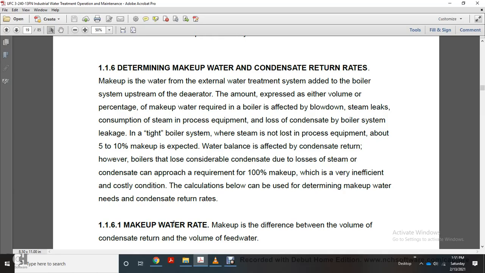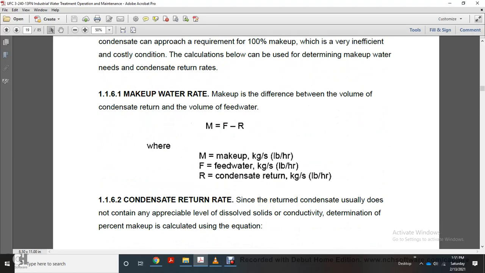It can approach the requirements of 100% makeup at very high cost. The calculations below determine the makeup water needed with the condensate return lines. Makeup water is the difference between the volume of the condensate return and the volume of the feed water, so makeup in pounds per hour equals feed water in pounds per hour minus condensate return in pounds per hour.